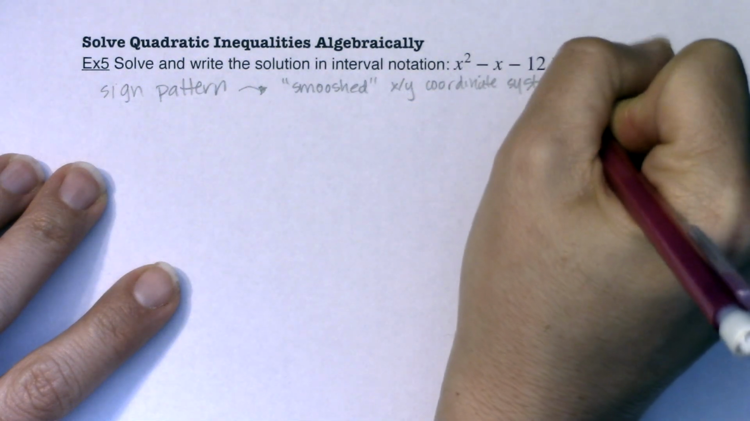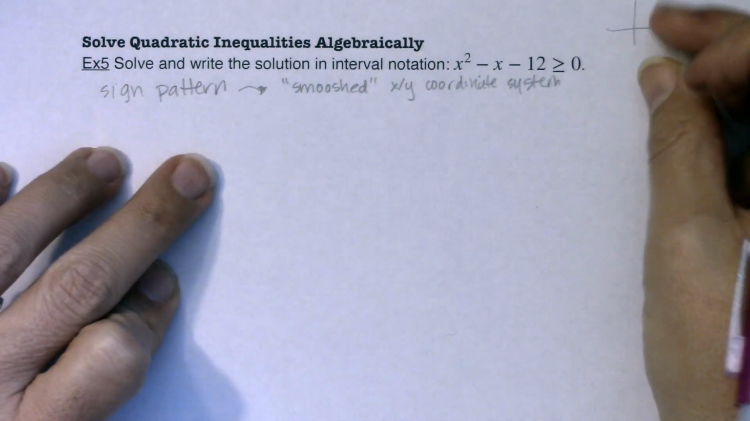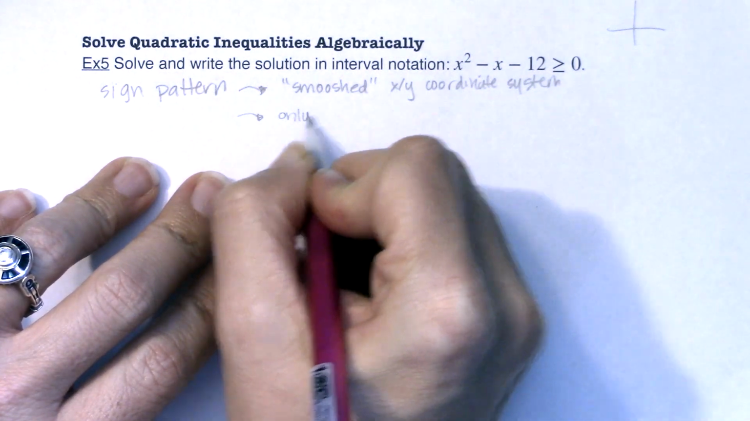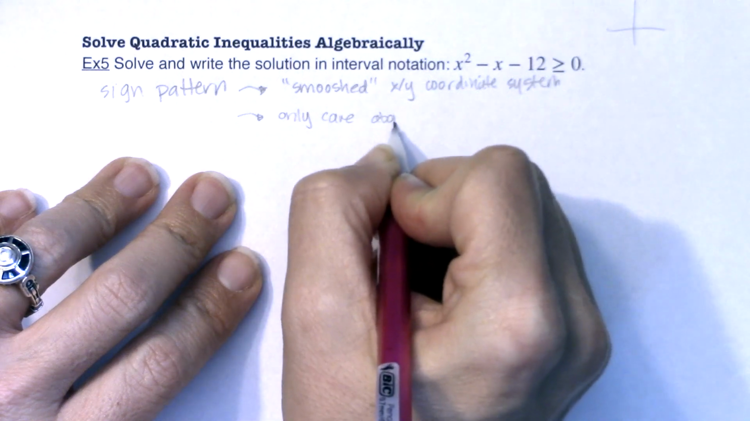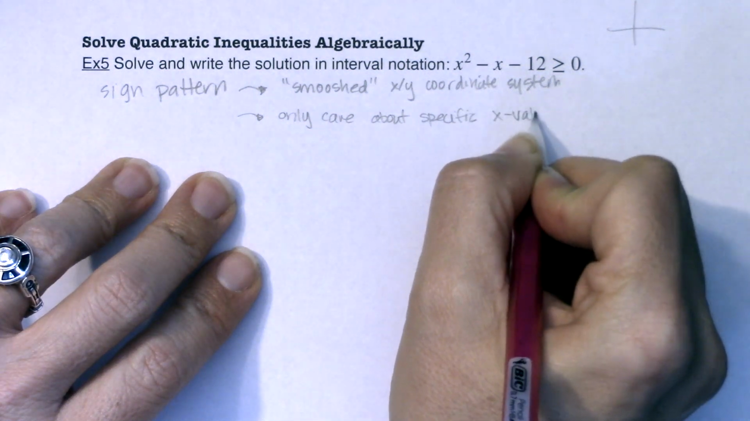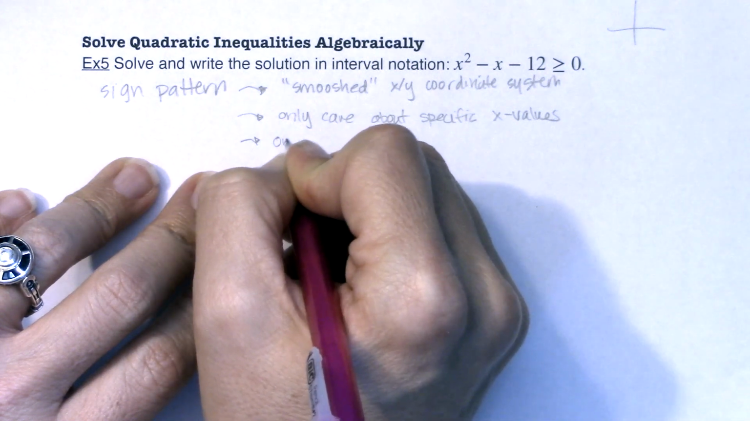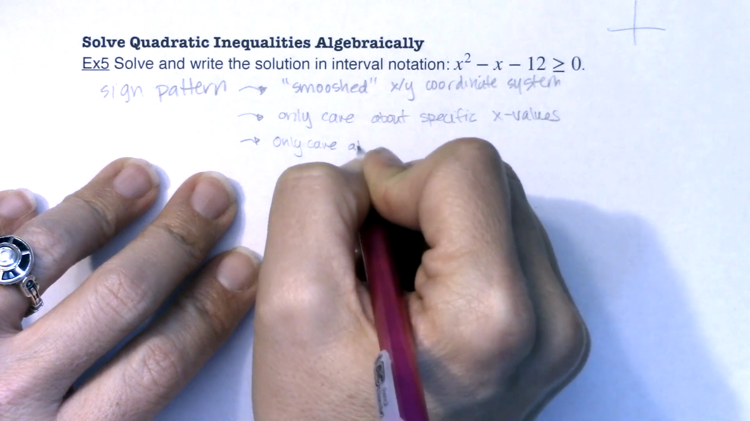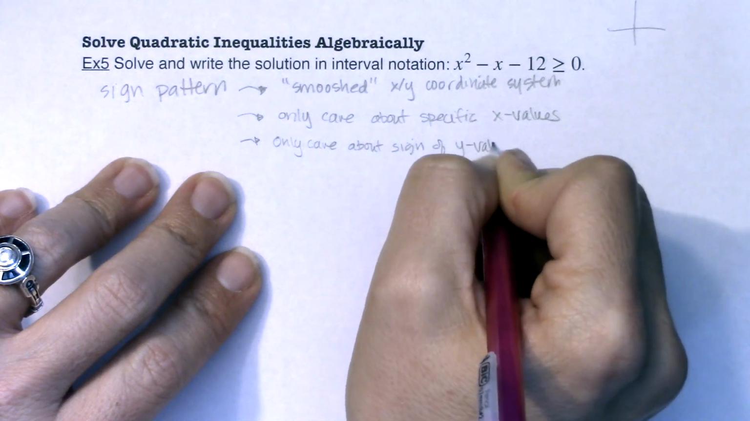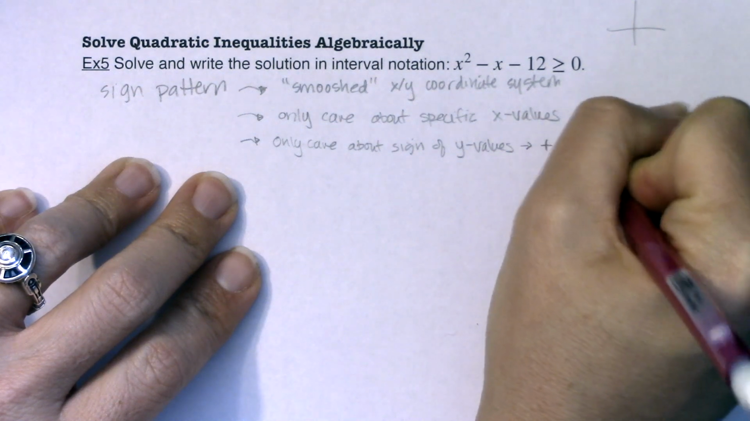What I mean by that is we're used to graphing things on XY. Imagine if I smushed that so that we only care about the X values, about specific X values. I'll talk more about what I mean by that. And then you only care about the sign of your Y values. When I say sign of your Y values, you have three options. You could be positive, 0, or negative.